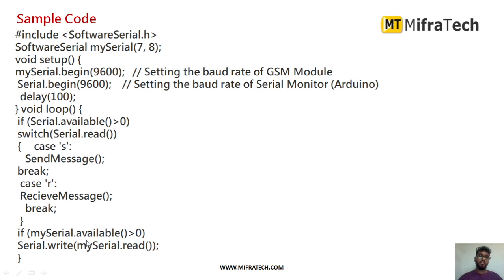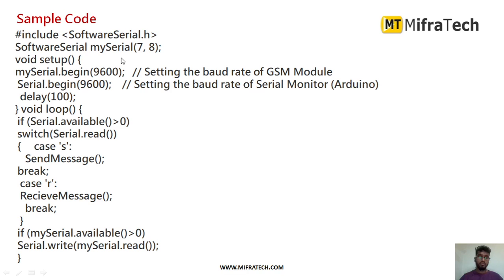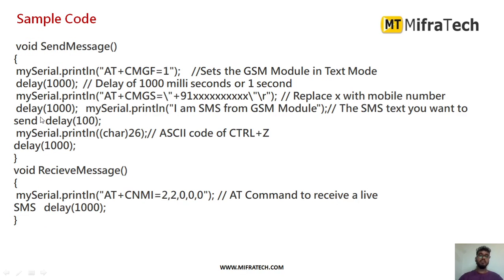After that I am checking one more condition, that is if mySerial.available, then Serial.write of mySerial.read, I am writing the message. We can also send the message using this function, void SendMessage. I have defined void SendMessage here, and I am calling it here. Using mySerial.println with these AT commands I am sending the messages. In between I am giving delays, and in this way you can send and receive messages. This is a sample code for this GSM module interfaced with Arduino. You can write the code however you want, according to your project, wherever you are using this GSM module.